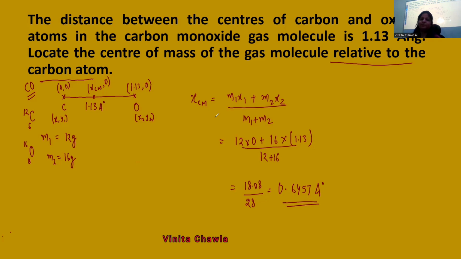So the coordinates of this center of mass, coordinates क्या होंगे center of mass के? 0.6457, 0. And it lies at a distance of 0.6457 angstrom from this atom, the carbon atom.